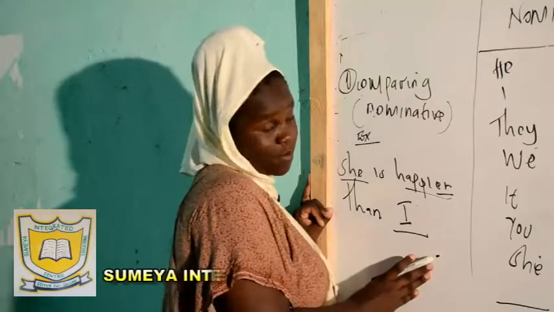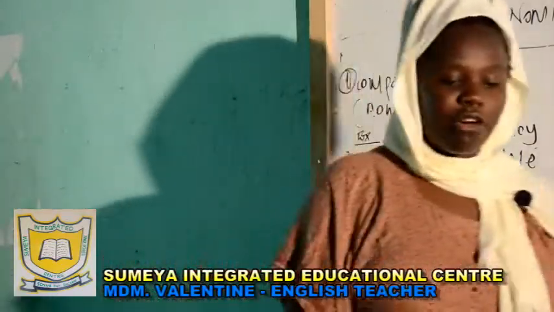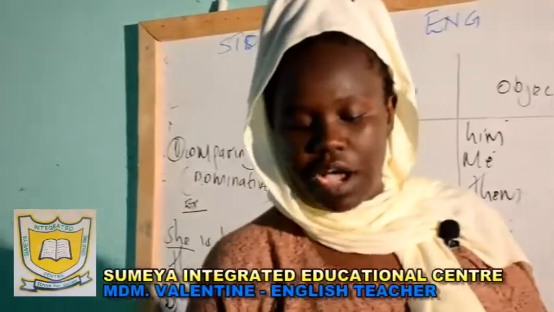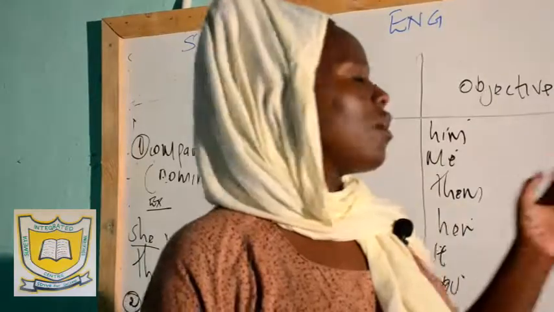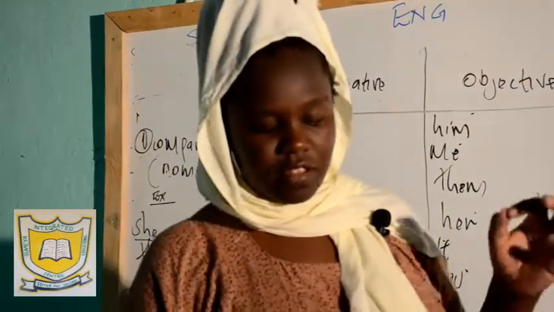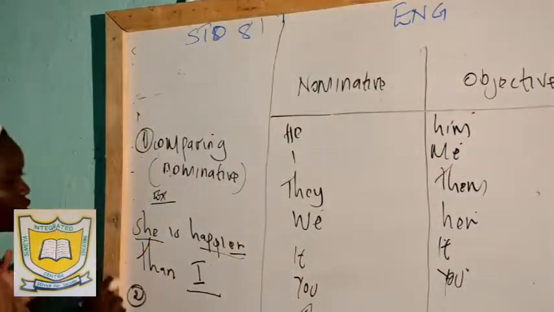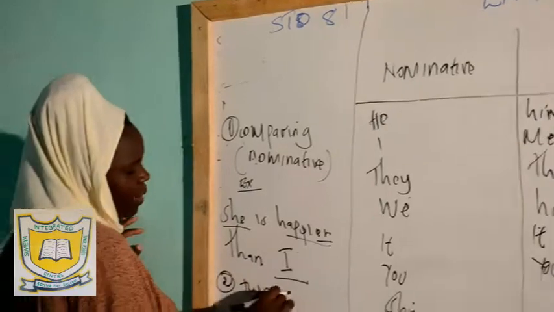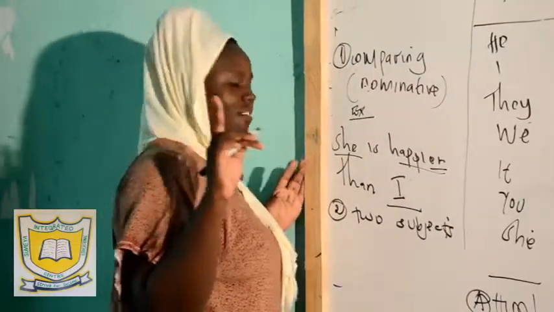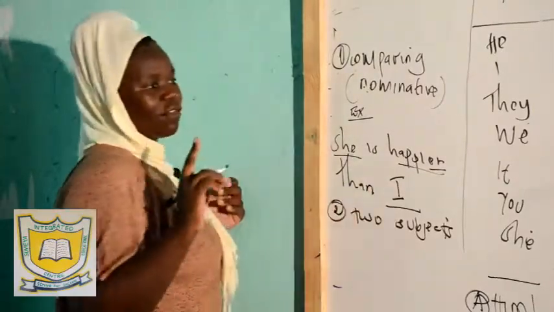Now, rule number two of how to use nominative or objective pronouns in a sentence. This is what you have to do. Two subjects. When you have two subjects, and if I say two subjects, what do we mean? Doers of an action, then you have also to use nominative. You have to use what?